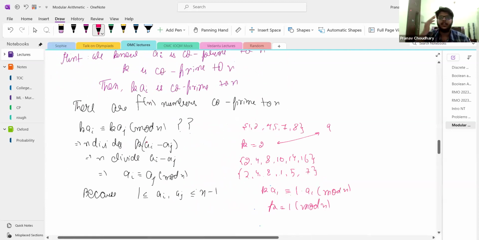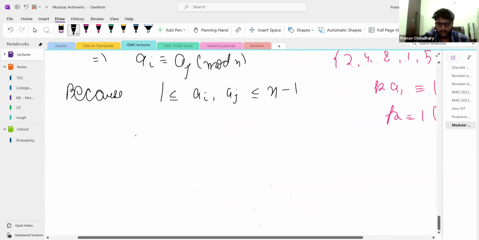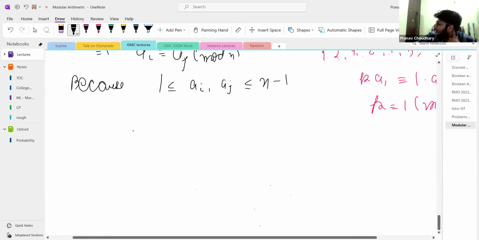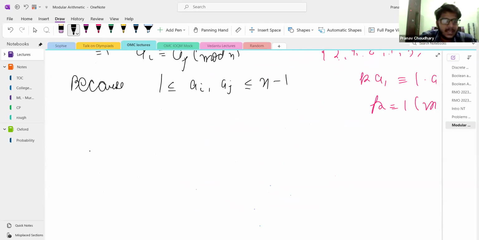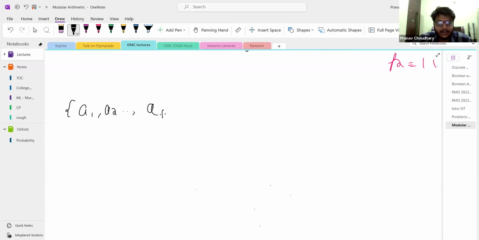Now we'll use this idea to prove that inverses exist. Right, okay. So let's consider the set of all the numbers a1, a2, and so on till a of phi of p, which are co-prime to p and less than p, obviously, right?